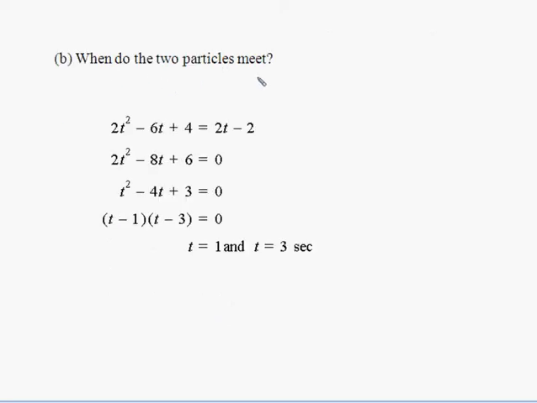When do the particles meet? Well, they must meet at the same time when they're at the same position, so we make sure our x's are equal to each other. Solve them simultaneously, bring it all across, solve that quadratic. We get t equals 1 and 3 from our quadratic factorization. So that's where the two particles meet, at those 2 points.